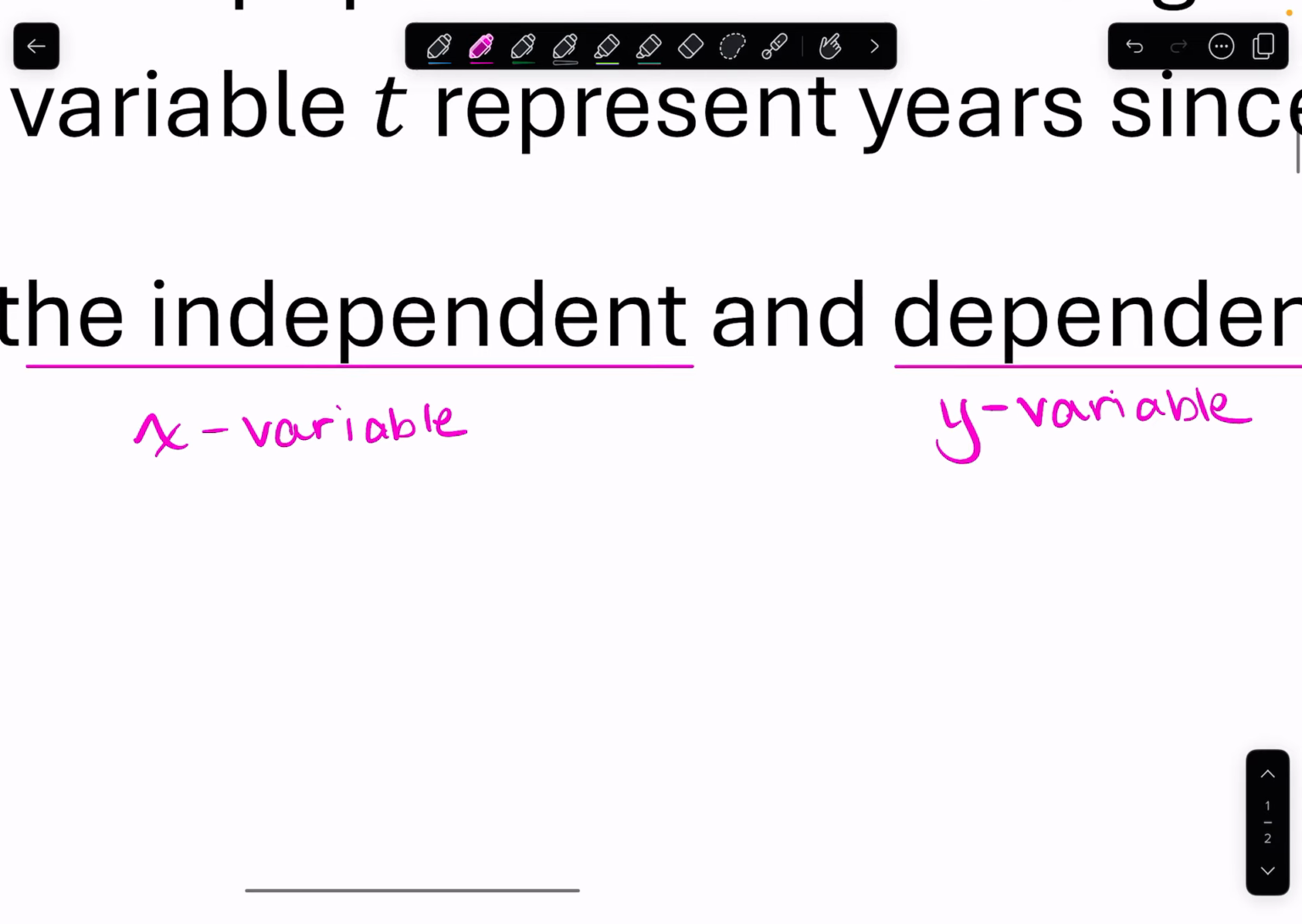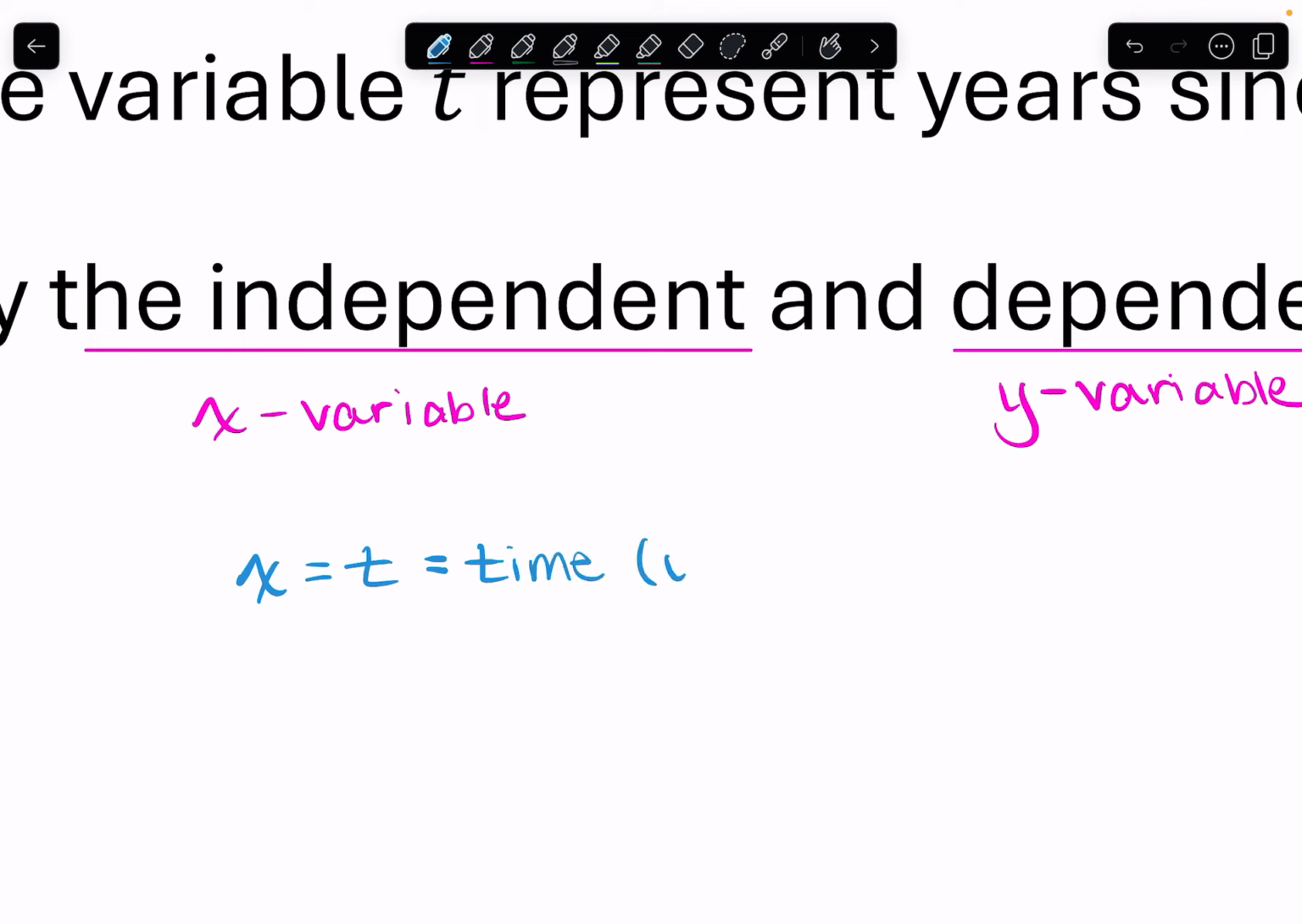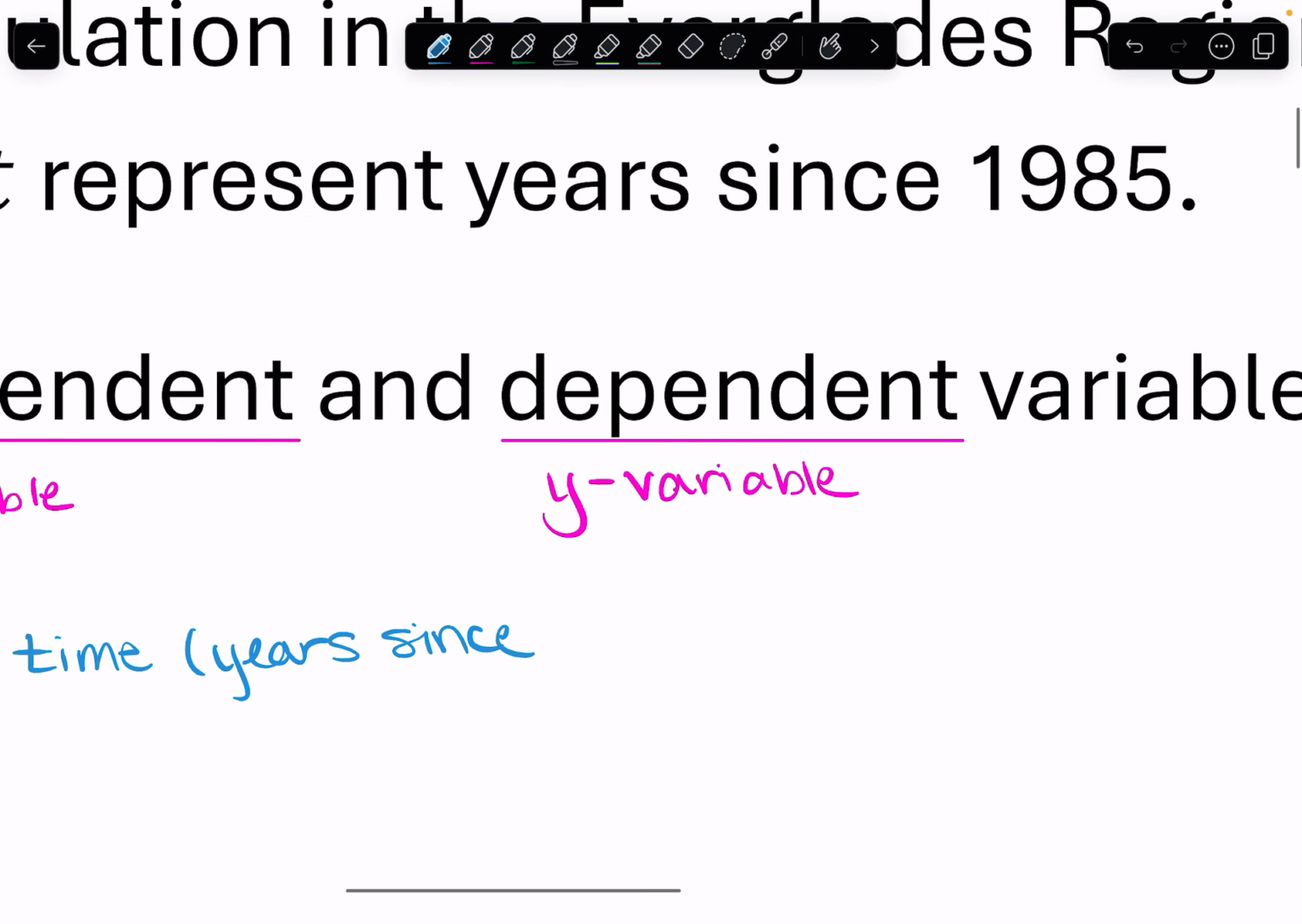All right, so that's not enough. When we are identifying, it needs to be in context of the problem. So our x variable, which we're calling the letter t because the years are determining the number of bobcats, is our time, and it is in years since, I believe, 1985.